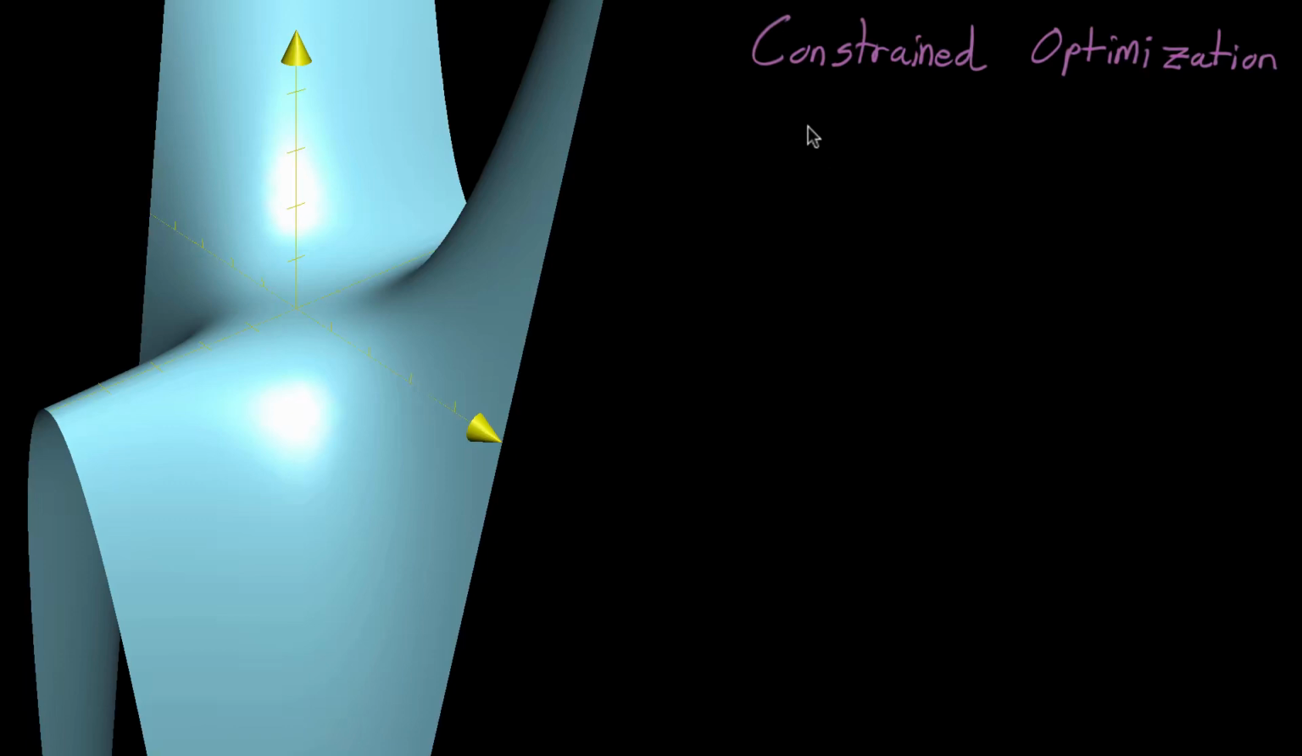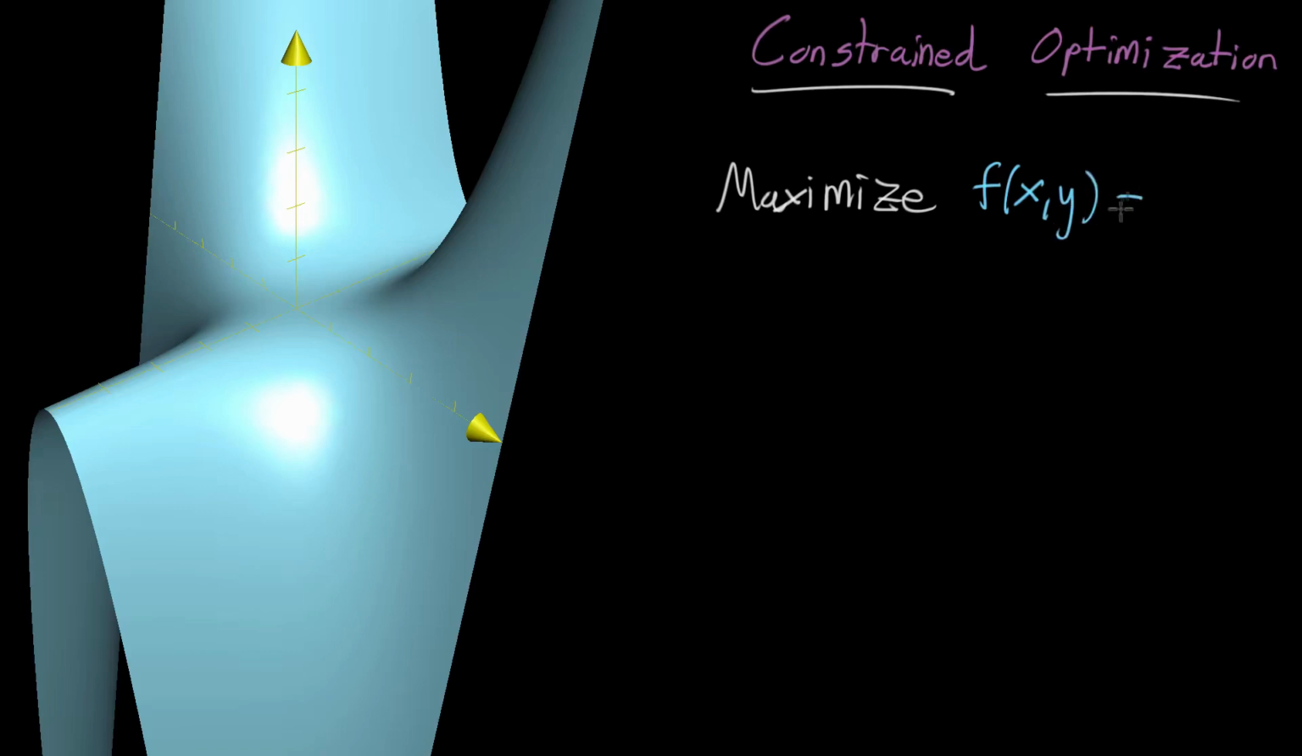Hey everyone. So in the next couple videos, I'm going to be talking about a different sort of optimization problem, something called a constrained optimization problem. An example of this is where you might be asked to maximize some kind of multivariable function. Let's just say it was the function f(x,y) = x²y. But that's not all you're asked to do.